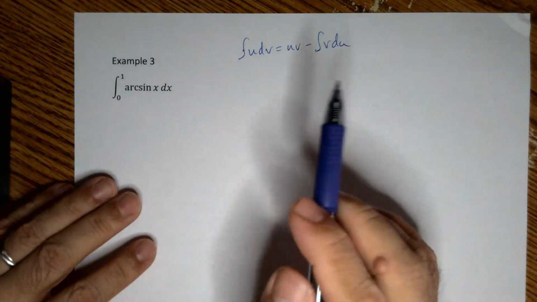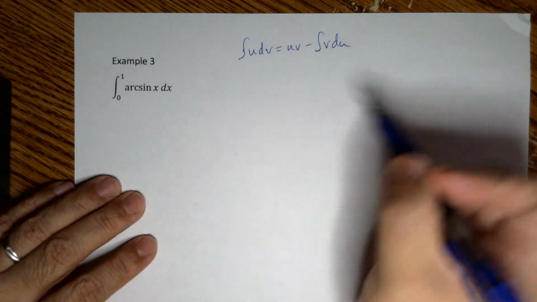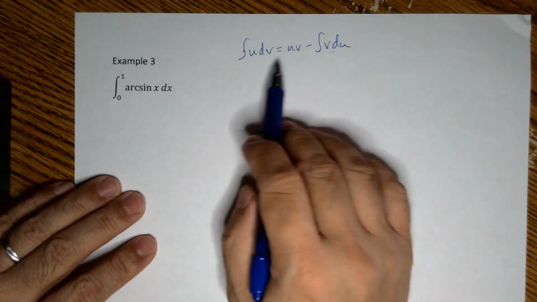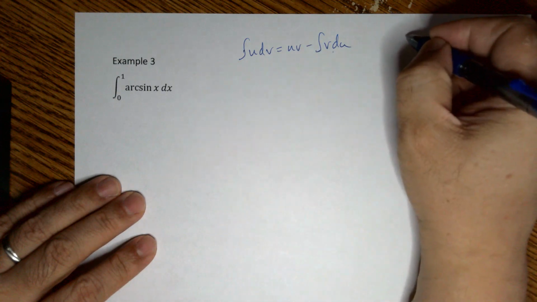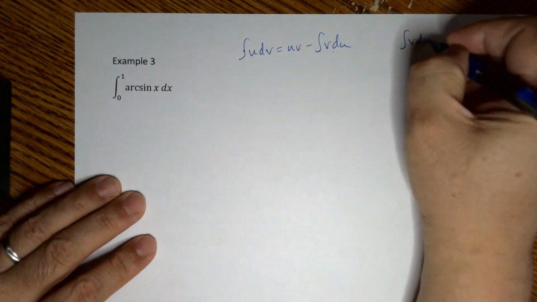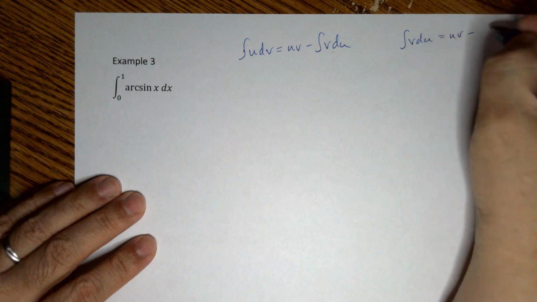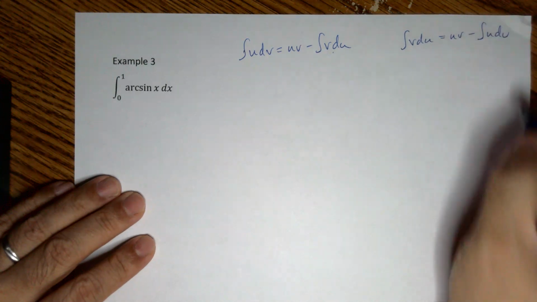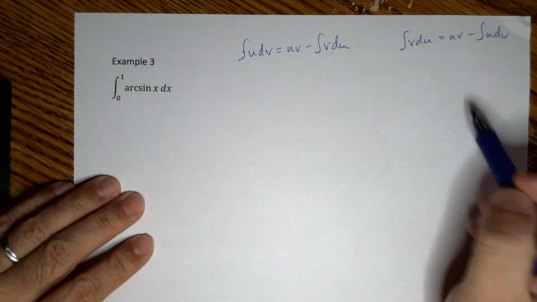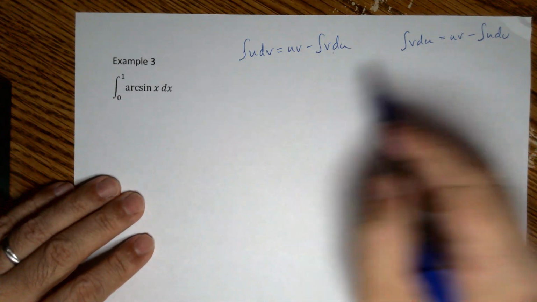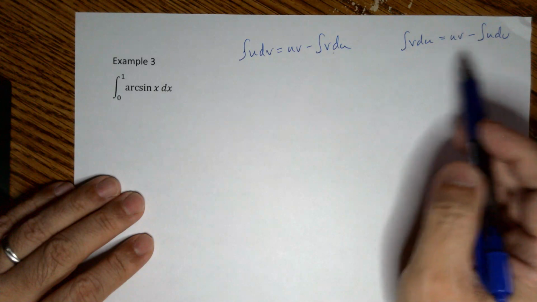Now it's okay if you have it backwards, like if you have the integral of v du equals uv minus the integral of u dv. If you misremember it this way, it is not bad. This is okay. As long as you're consistent, then you'll be fine.